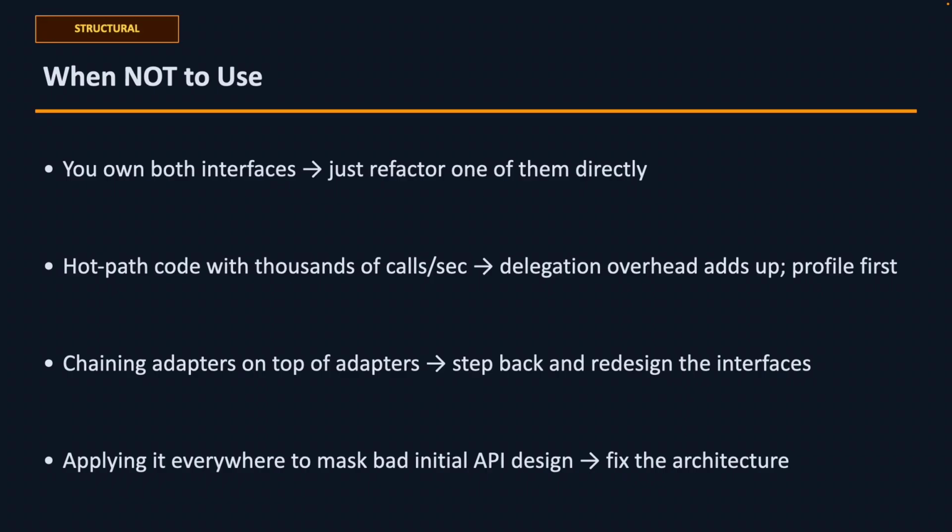We don't want to chain adapters. If you find yourself adapting an adapter to adapt another adapter, you've lost the plot, so you have to step back and redesign the interface. And don't use adapters as a band-aid for bad initial API design. If you're writing adapters for every single class in your code base, the problem becomes an architecture problem, not incompatibility.